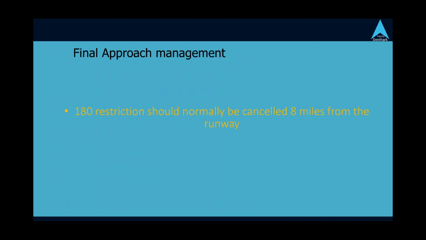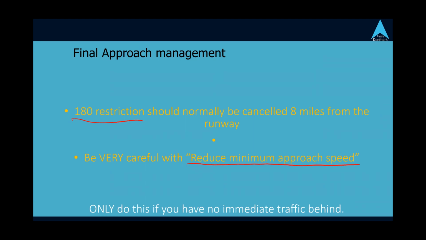Remember just a few things. The 180 speed restriction should be cancelled 8 miles from the runway, and be extremely careful to use "reduce to minimum approach speed." This is something that controllers like to do. But it will create a huge backlog behind you, because suddenly you realize the aircraft you told it to has a final approach speed of 120 knots, and then the aircraft behind, 5 miles behind, has 180. Now it starts going fast to catch up. So be very careful with this. Keep small speed restrictions. Only do this if you are really getting out of separation between two aircraft and you have no traffic behind.